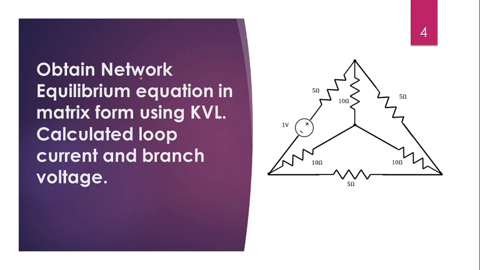Here we have to obtain network equilibrium equations in matrix form. So for loop basis, we can say simply loop voltage equals loop impedance matrix times loop current matrix. So, equilibrium equations in matrix form using KVL.